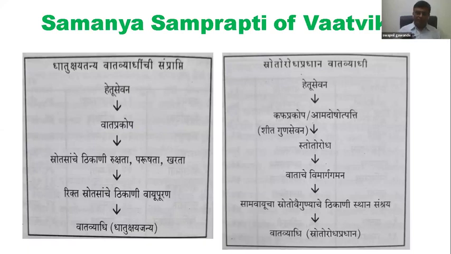Then the Prakop, and when Vat Prakop happens, the gunas of the Vat start showing, so रुक्षता बढ़ जाती है, परुषता, खरता, these are the गुण जो बढ़ जाते हैं, और उसकी वजह से जो खाली स्त्रोतस है वहां पे वायु पूर्ण हो जाता है. There is a collection of Vat, and then it starts degenerating that particular धातु.